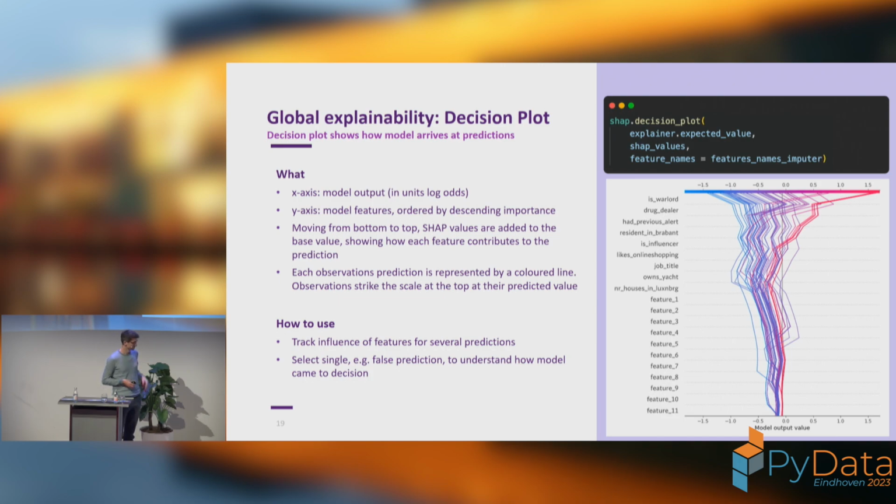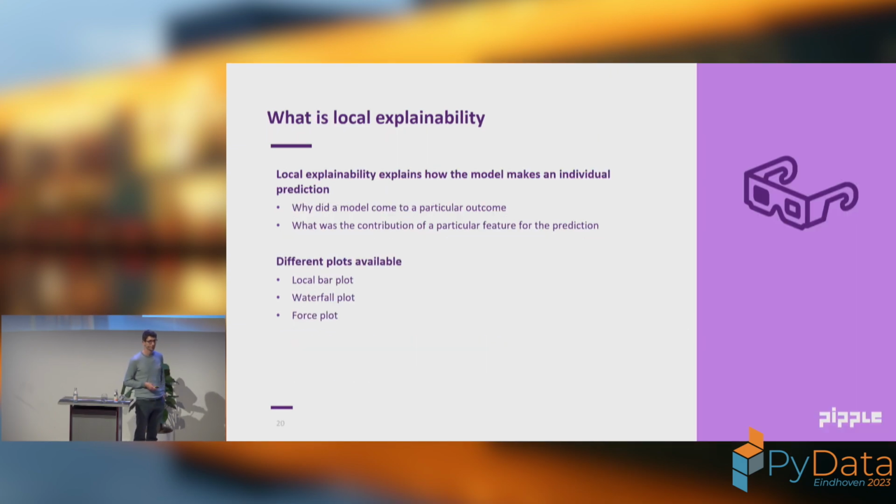Okay, now we kind of understand what happens on a global scale, but you can also use SHAP to look at local explainability. This can really tell us how the model came to a very specific outcome, and what the contributions of individual features are for that specific outcome. In SHAP, there are 3 plots available for this: the local bar plot, the waterfall plot, and the force plot. They all tell more or less the same information, but in a somewhat different representation.